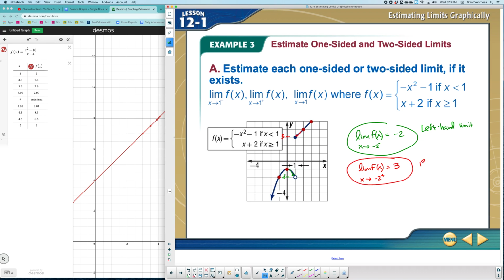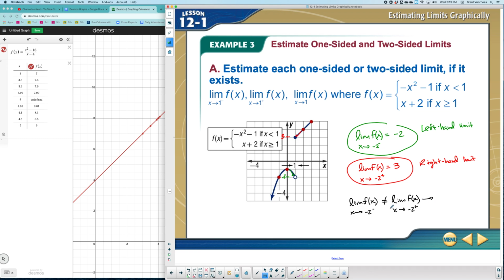This would be known as the right-hand limit. Now, because the limit of f of x as x approaches -2 from the left does not equal the limit of f of x as x approaches -2 from the right side of the graph, since they were not equal to each other.